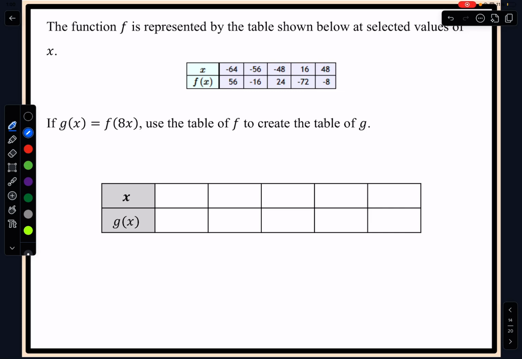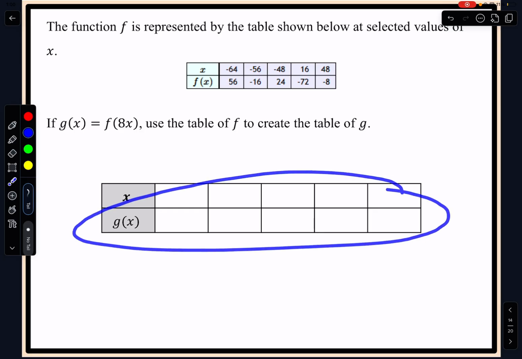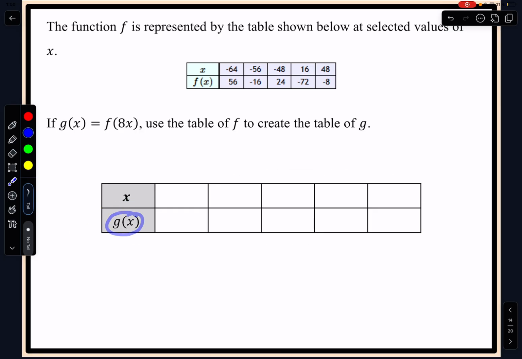In this video, I'm going to help you answer questions similar to what you have for homework. So the function f is represented by this table, and we want to fill in this table for the function of g. And g is defined as f of 8 times x. Now, normal instincts is to simply multiply all of your x values by 8. But unfortunately, your instincts will be incorrect.